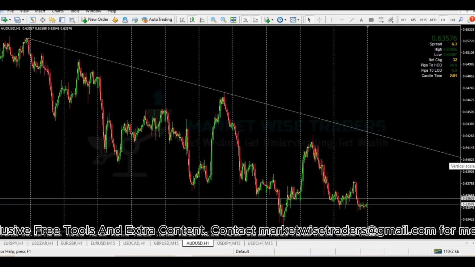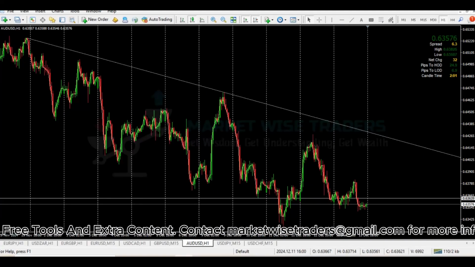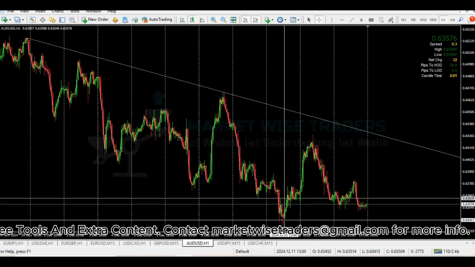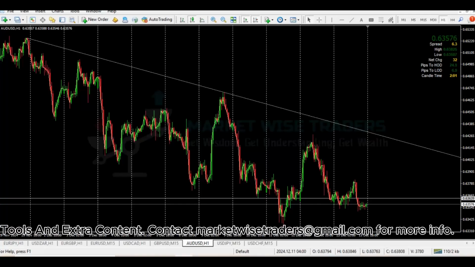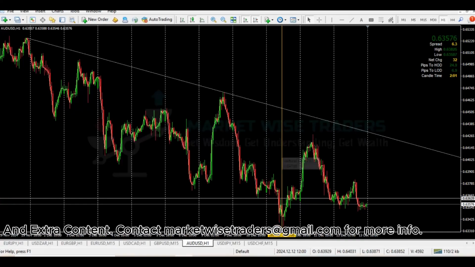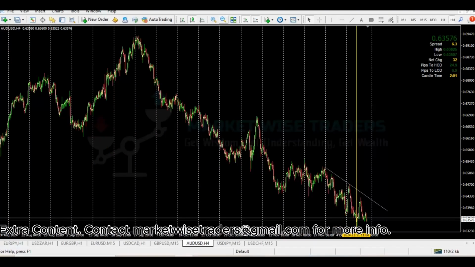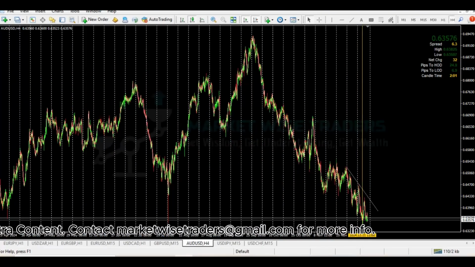So what else can I say? Wednesday tried to make a bit of a reversal, but basically I think, is this the low? Let's just have a look at this. Is this the most recent low on Aussie? Yeah, for some time. So it could reverse at that level.